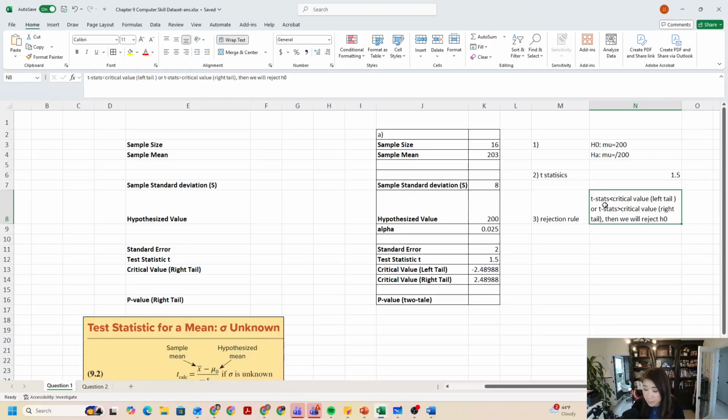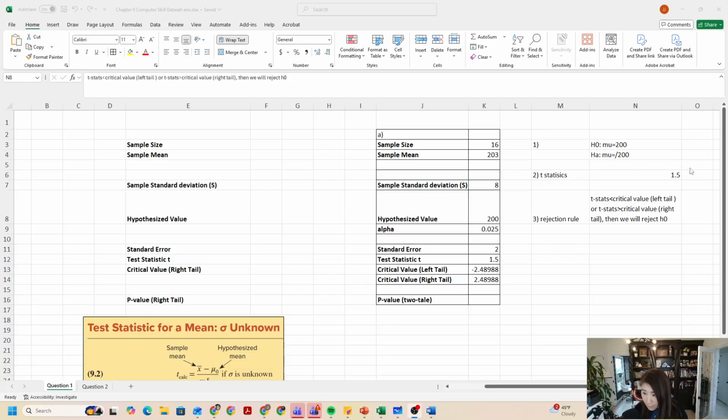The t-stat we calculated is 1.5. If it is smaller than the critical value on the left tail, so if it's less than negative 2.49, or the t-stat we calculated here is larger than the critical value on the right-hand side, 2.49, then we will reject.